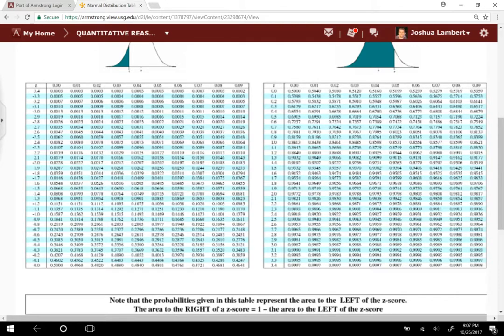And so we wanted -1.64. So notice here is -1.6. Hopefully you can kind of see that going on right here on our left hand side. You have -1.6, and then we want to go to the 4. So where do we go?